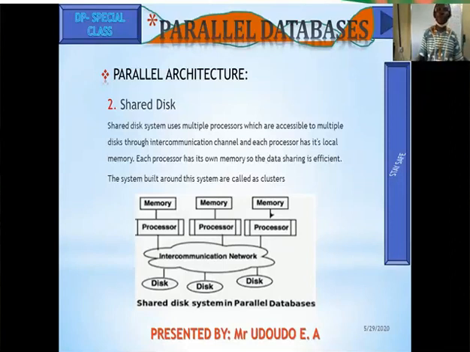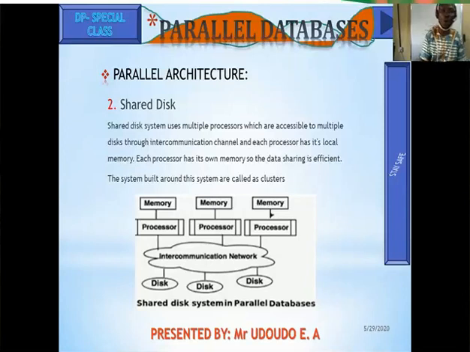You can see already, I've just finished talking about shared memory. The next thing is shared disks. The other one was shared memory; now we are talking about shared disk. What should be going on in your mind right now? It means that the point of discussion is the disk, which is the hard disk.